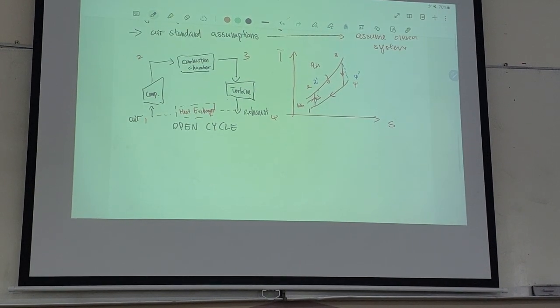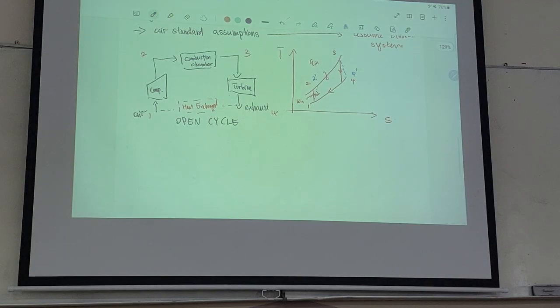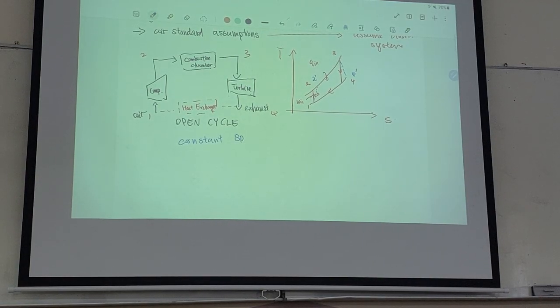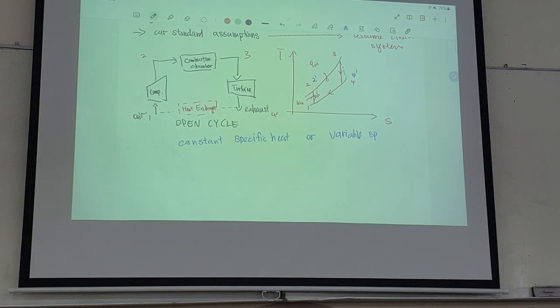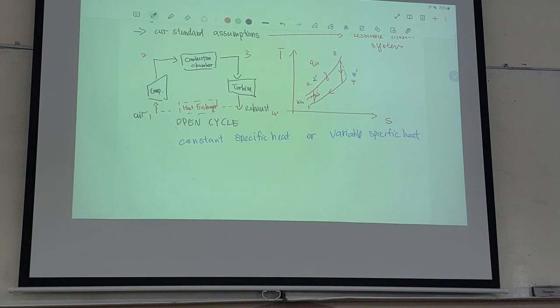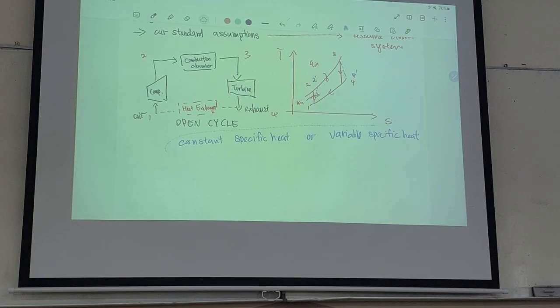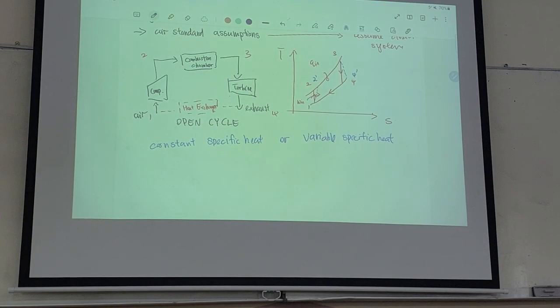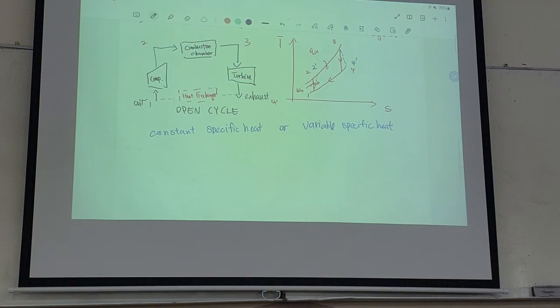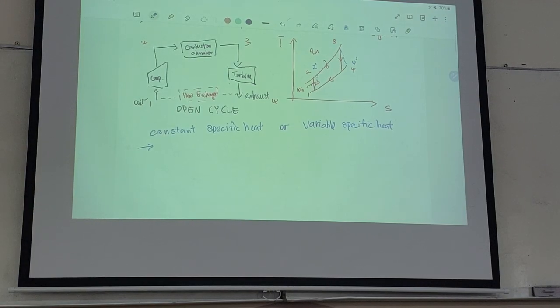So for Brayton cycle, we have two methods. One is the constant specific heat method, or the other one is variable specific heat. So most likely for the constant specific heat method, we just use the constant specific heat value at 300 Kelvin. And so for constant specific heat, maybe we take one example.